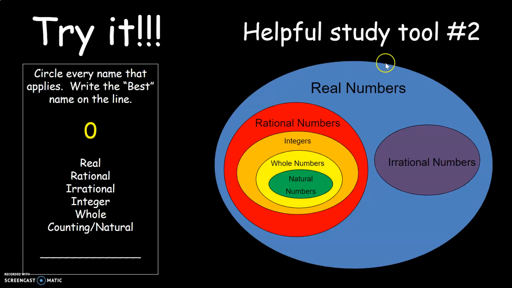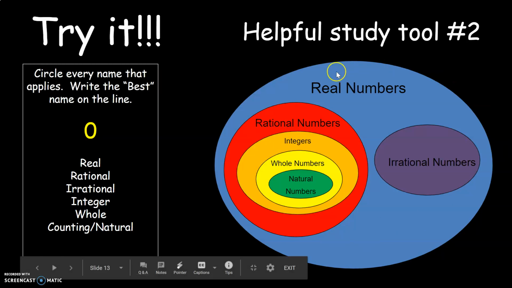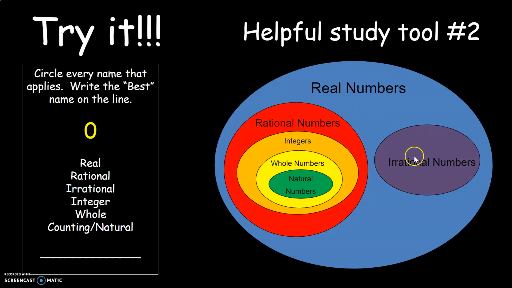Now, here's another tool. This is also another way to look at it, more in a circle form. Every number we look at is a real number this year. Then you could go into one of two circles, irrational numbers or rational numbers, and you can get more and more specific as you get to the inside of the circle. So for the number 0 here, like I said, everything we're doing this year is a real number. 0 can be written as a fraction, so I know it's going to be a rational number, which means it's not irrational. And then we have integers.